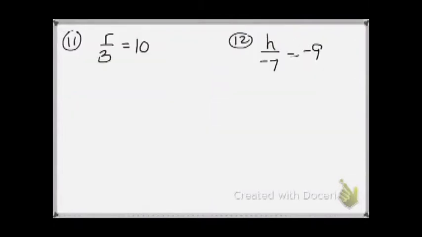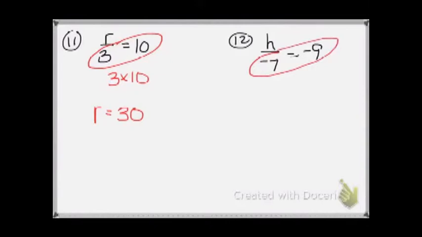Number 11, number 12. This is kind of the opposite of the marriage thing. This is when you crisscross multiply. 3 times 10. So R equals 30. And number 12, crisscross multiply. And H equals positive 63. Okay? A couple more left.